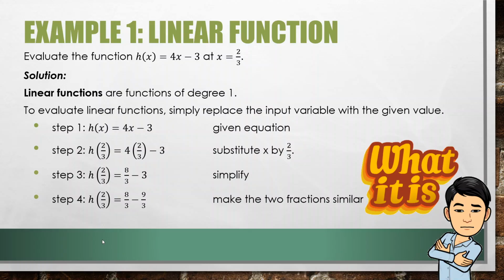Saan galing yung 9 over 3? So, tinames lang natin siya sa 3. And then, understood siya na, so yung negative 3 natin, tinames lang natin siya sa 3. And then, dahil ginagawa natin siyang common denominator, so we have over 3. So, naging 9 over 3.